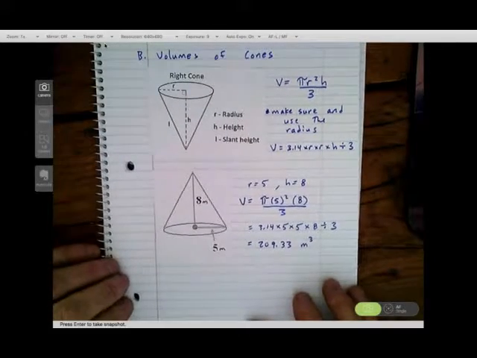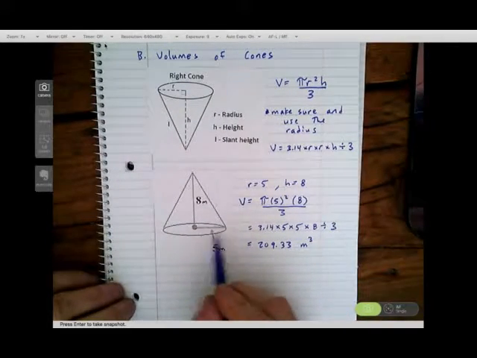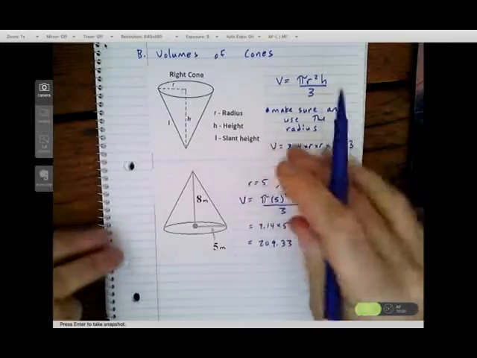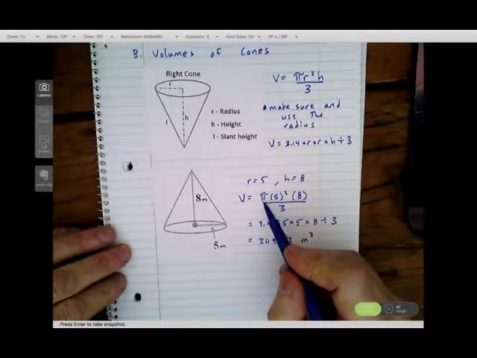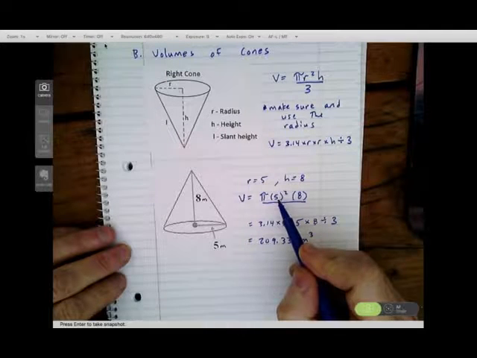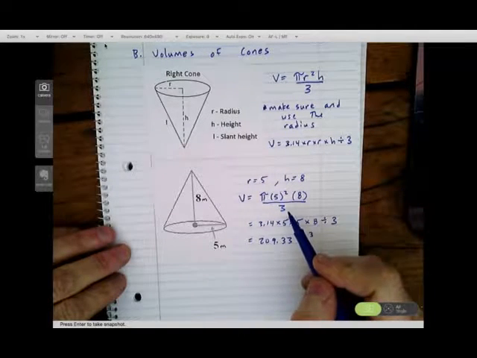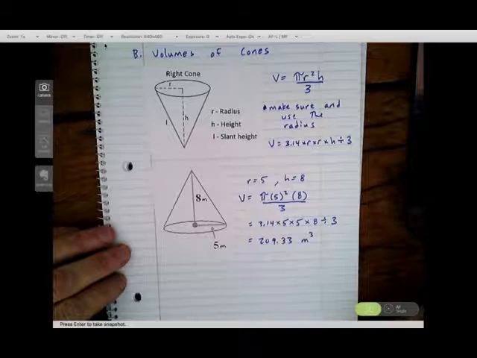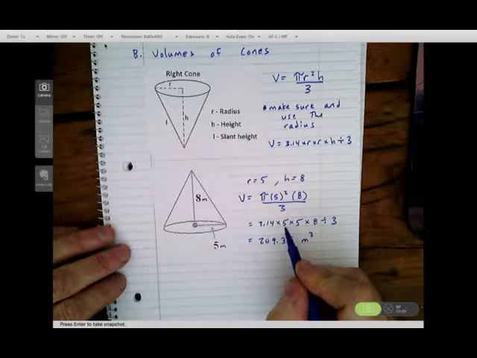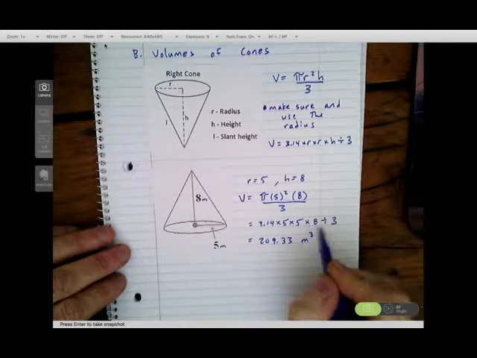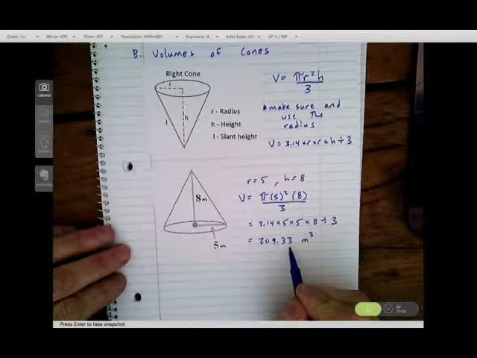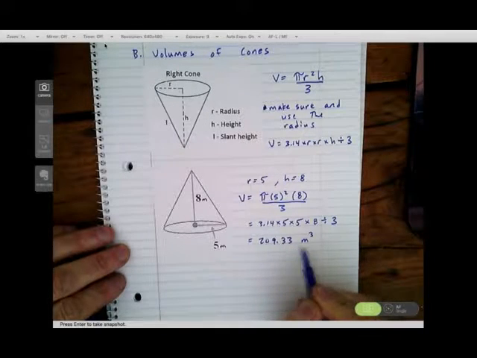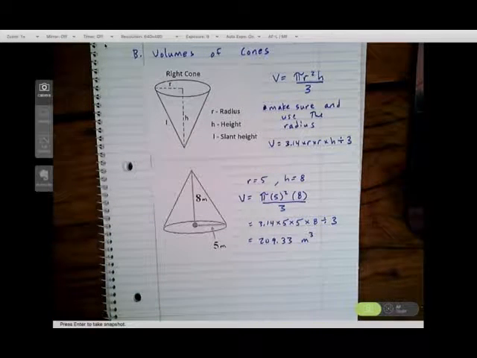Okay, here's an example, and here the radius is 5 meters and the height is 8 meters, and we want to find its volume. So it's going to be pi times the radius 5 squared times the height 8 divided by 3. Okay, or 3.14 times 5 times 5 times 8 divided by 3. And if you do that on your calculator, and I rounded it to the nearest hundredth place, the second decimal place, I got 209.33 cubic meters. That's a big cone if that were real.